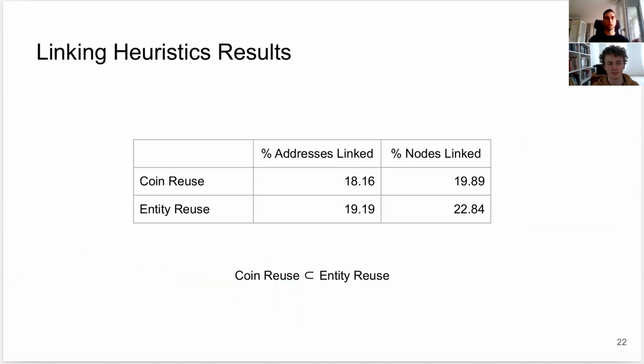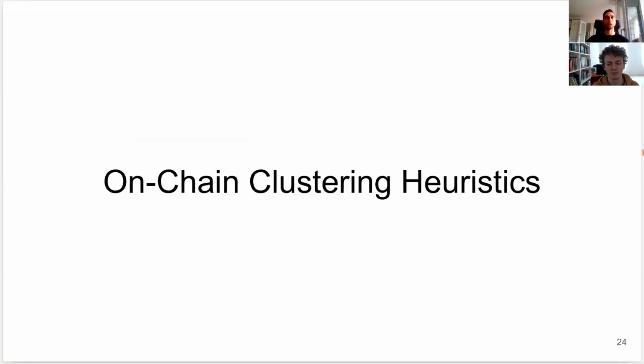The first results are shown here, and we can see that the entity reuse is performing better than the coin reuse. And also, by looking at the results on our data, we noticed that the coin reuse is completely contained in the entity reuse. So the entity reuse is more general. At this point, we ask ourselves, can we improve this? And to do this, we need to jump into the next section, which is about on-chain clustering heuristics.